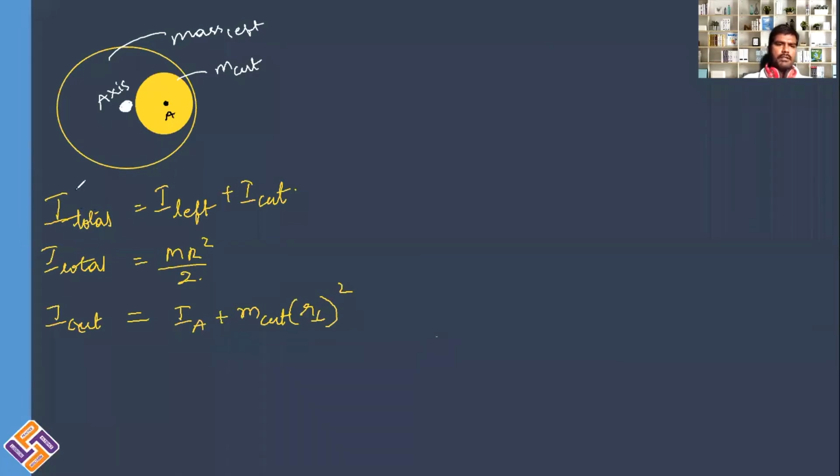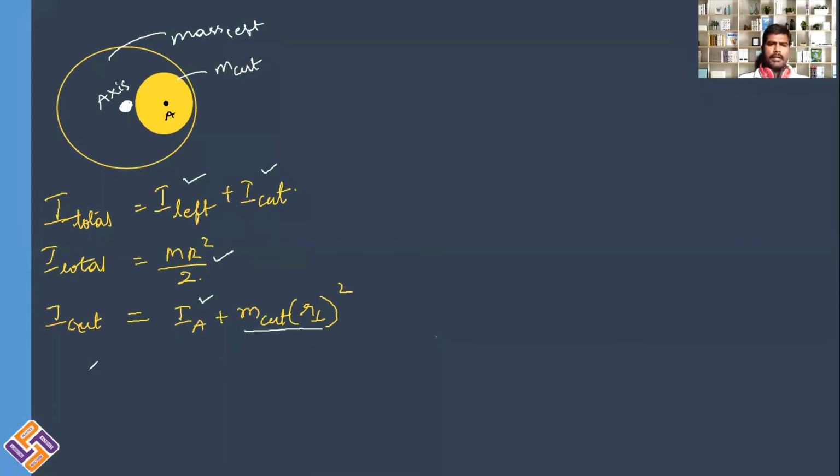We already have seen that moment of inertia of the total disk is equal to moment of inertia of the left portion plus moment of inertia of the cut portion. Moment of inertia of the total disk is already known, it is m r square divided by 2. For the cut portion, I'll be using the parallel axis theorem and calculate moment of inertia with respect to this axis. So it is Ia plus mass of cut portion into r perpendicular whole square. Now I want to find out the mass of the cut portion.